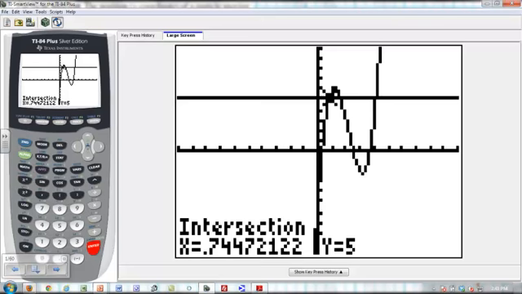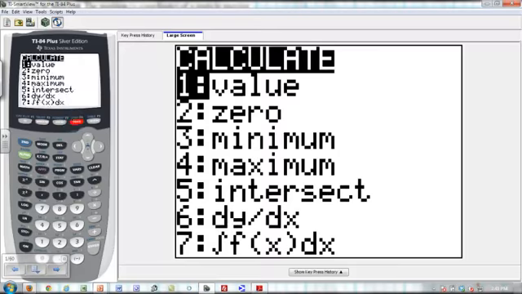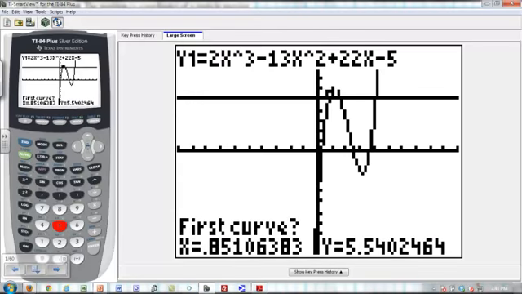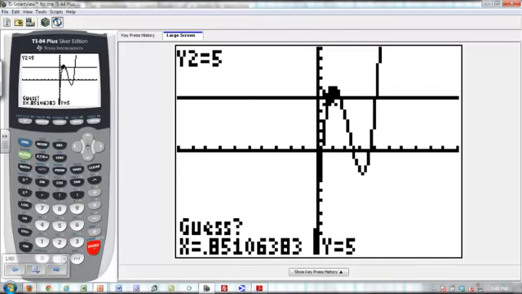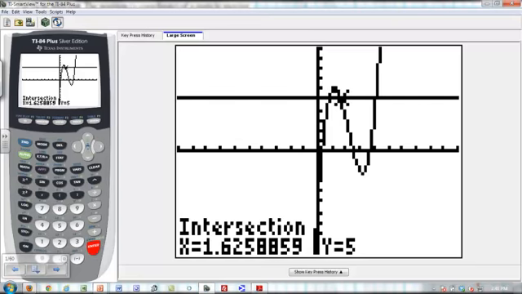So there's one intersection, which looks to be about 0.745 seconds. And now I have to find those two other intersections. Again, second calc, intersection, first curve, enter, second curve, enter, and then I'm going to scoot over so I can get closer to that other intersection point. So it'll find that intersection point at approximately 1.626 seconds.